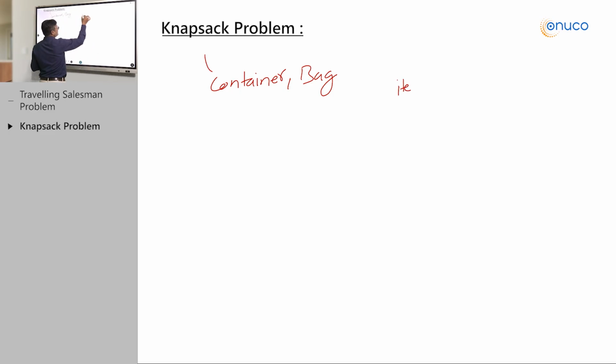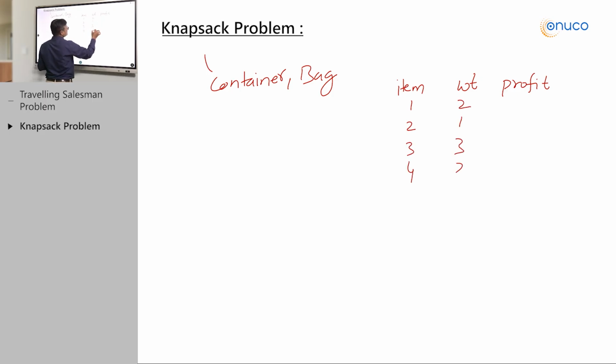The number of items is given, their weight is given, and profit is given. So say the items are numbered 1, 2, 3, 4. The weights of the items are 2, 1, 3, 2, and the profits are 12, 10, 20, 15. Now, what exactly is the knapsack problem? We have to find a combination of items in such a way that we can generate maximum profit.